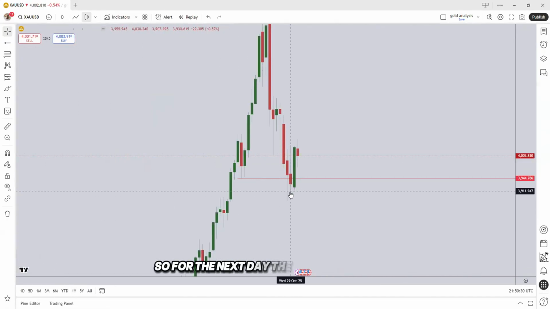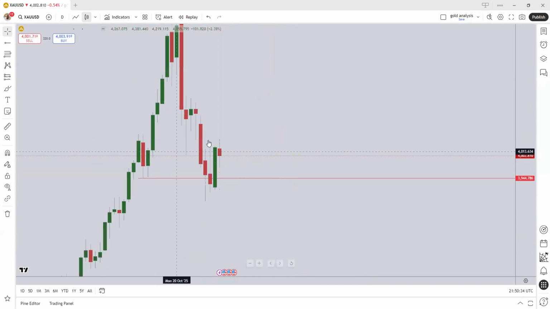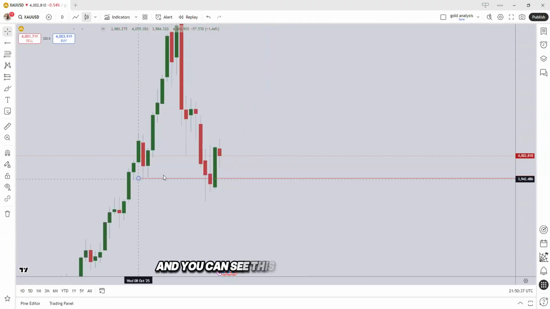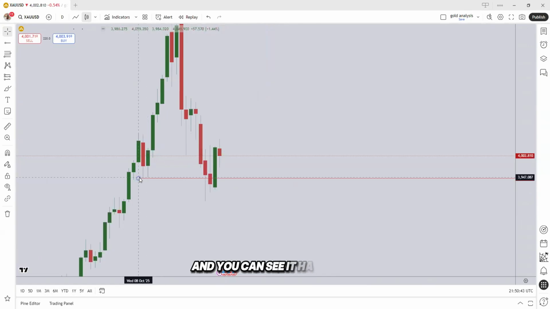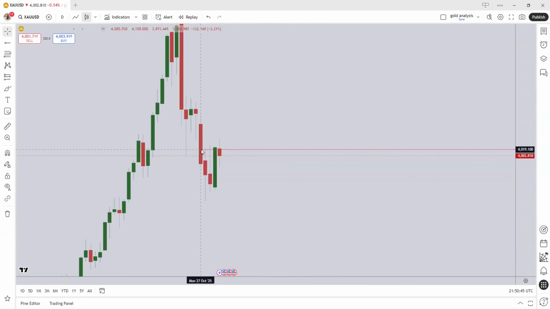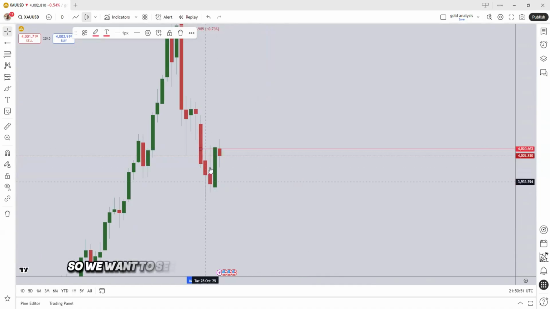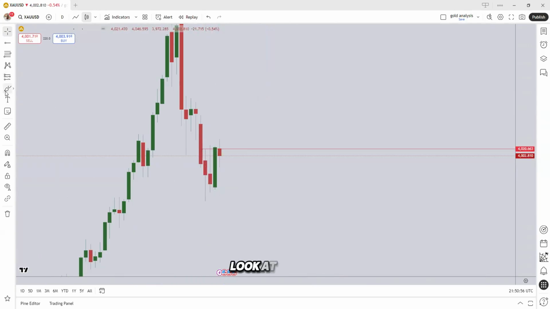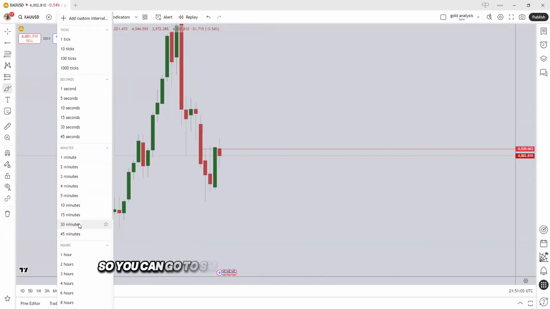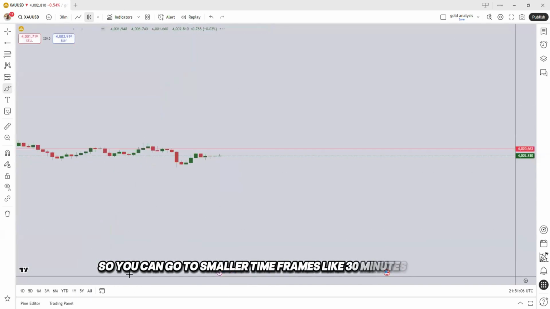So for the next day, the market actually went up, and you can see this is a sell trend, right? And you can see it has a high, this high, right? So we want to see how the market will react from this high. Want to see how price will react from that. So you can go to smaller time frames like 30 minutes and see.